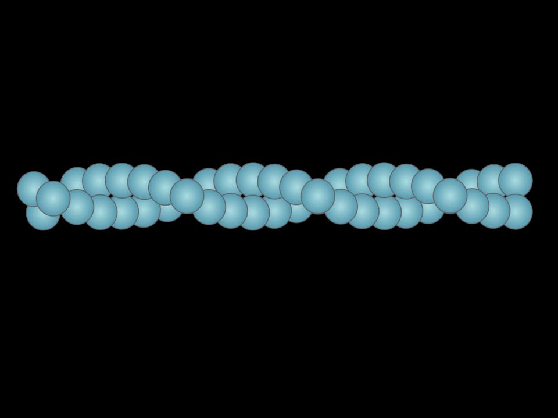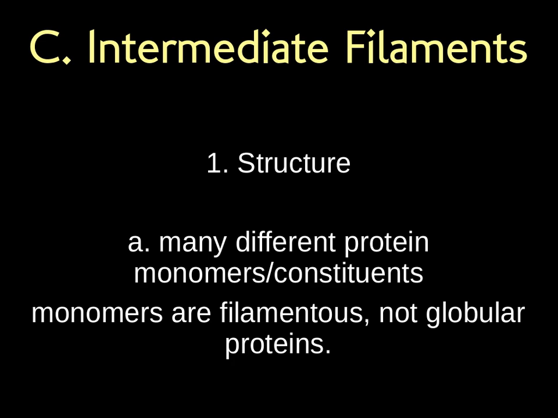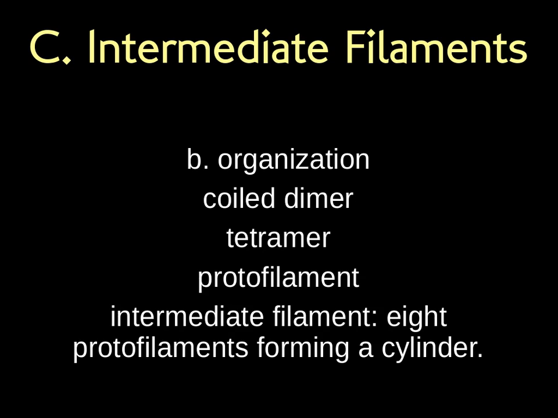This was, again, our microfilament. We have these globular monomers that then get polymerized out to make this nice long individual strand. And so this is not what's happening with the intermediate filaments. The monomers are filamentous, not globular. So we take one filamentous monomer, and we essentially wind it around or weave it with or coil it with another one, and we get this thing called the coiled dimer.